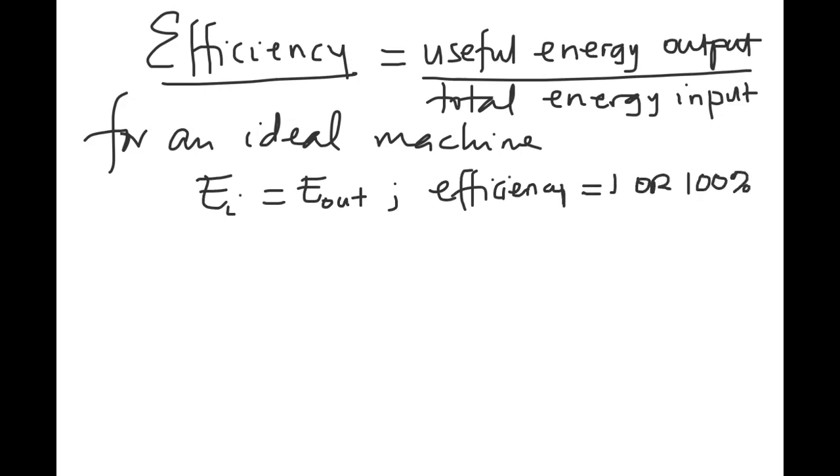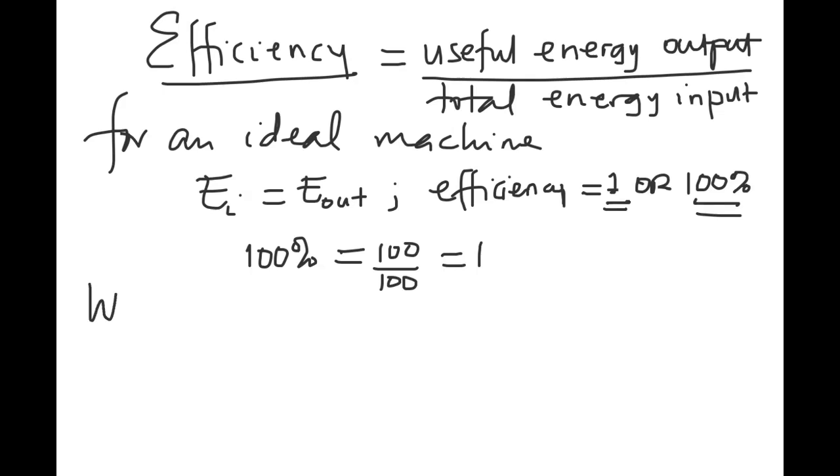100% and 1 are the same. 100% is just like 100 over 100, which is 1. A percent is per 100. So the efficiency will be 1 or 100%. That's for an ideal machine. But let's look at this example.